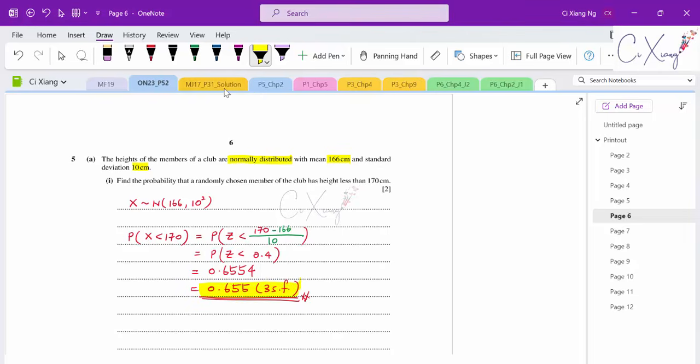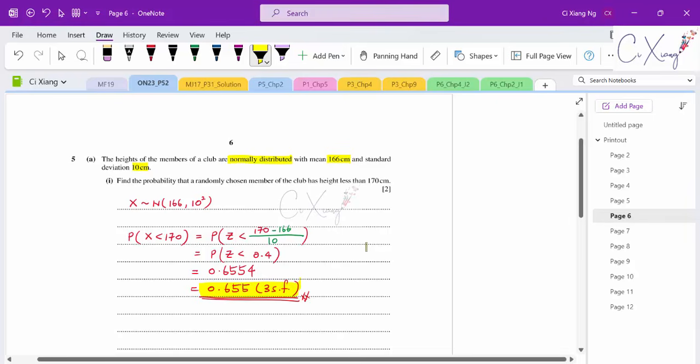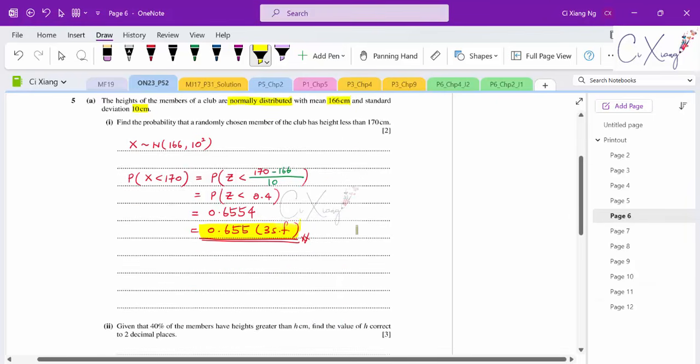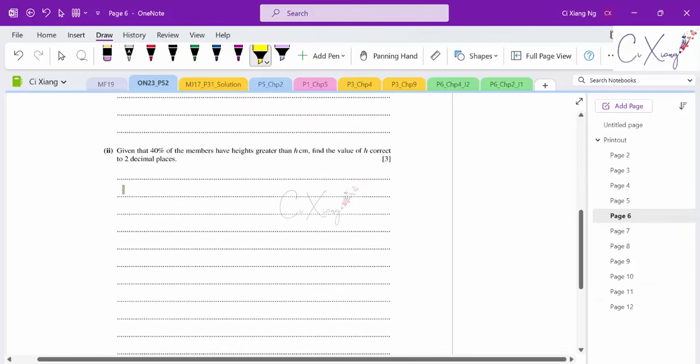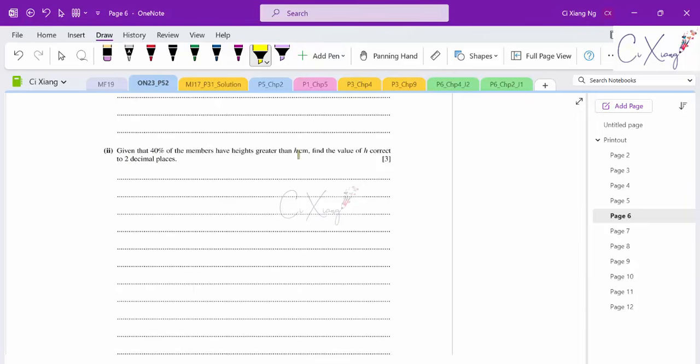Okay, so this is how we solve part A, number 1. Then let's proceed to part A, number 2. Now they give us that 40% of the members have height greater than h. So when you want to write out this particular sentence into symbols, how should you write it out?